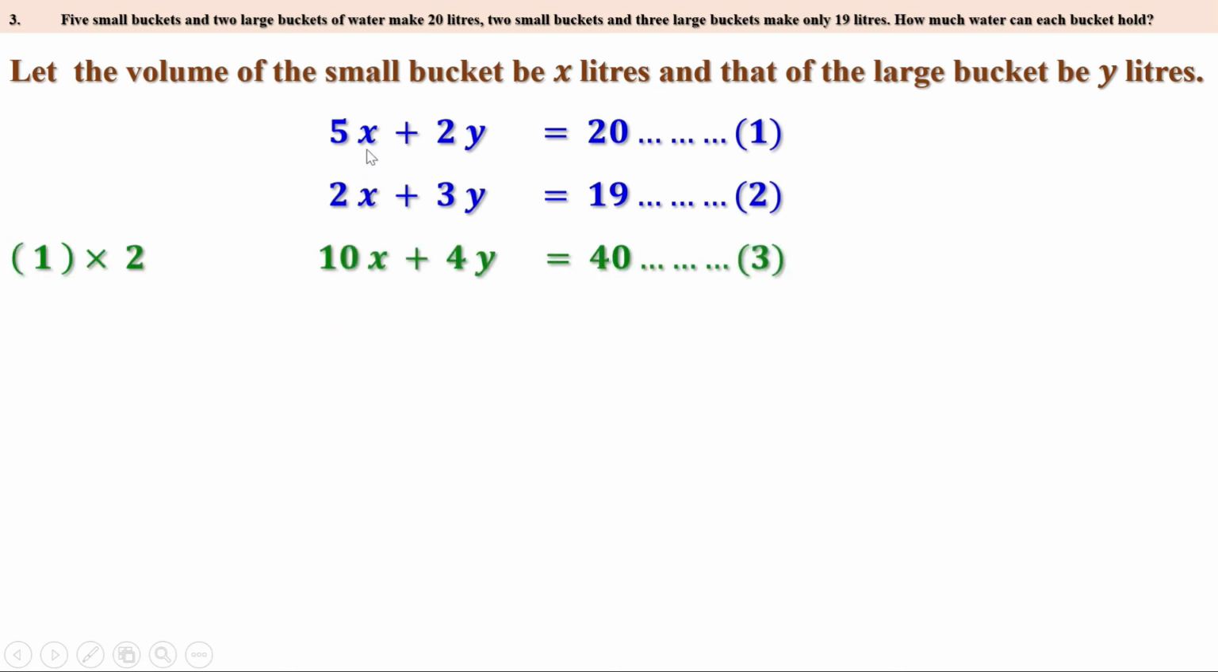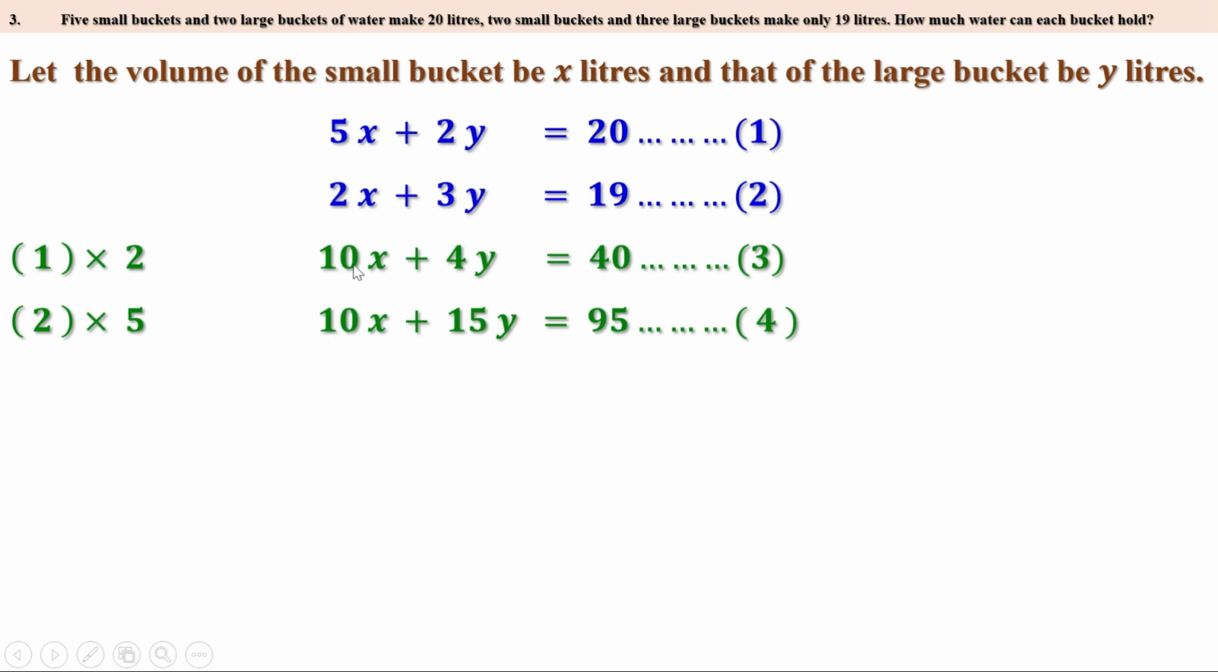Then we get 5x into 2 is 10x, 2y into 2 is 4y, 20 into 2 is 40. Let us consider it as the third equation. Now we have to multiply the second equation by 5, the coefficient of x in the first equation. Multiplying the second equation by 5, we get 2x into 5 is 10x, 3y into 5 is 15y, 19 into 5 is 95. Let us consider it as the fourth equation. Now first equation and third equations are same. Second equation and fourth equations are same. So now let us consider only these two equations.